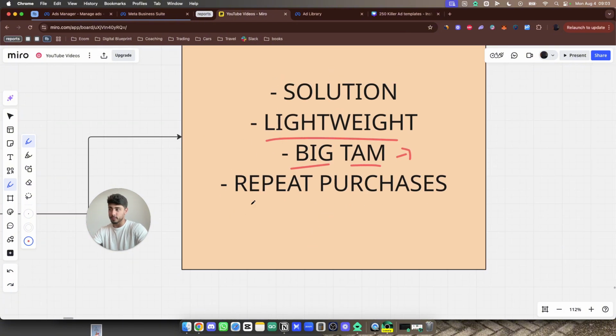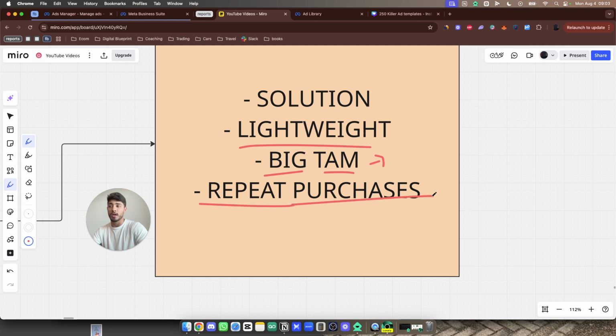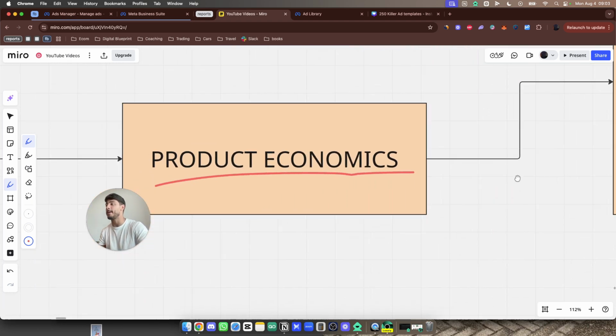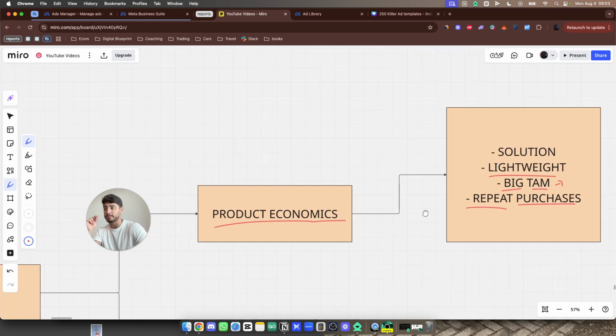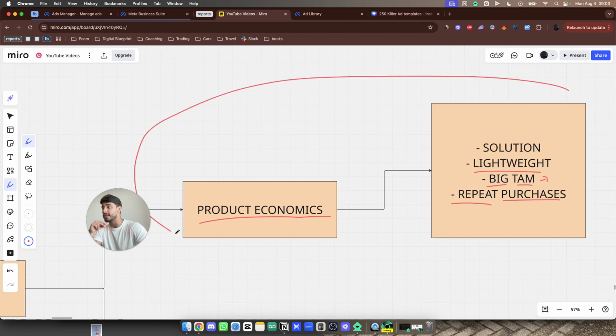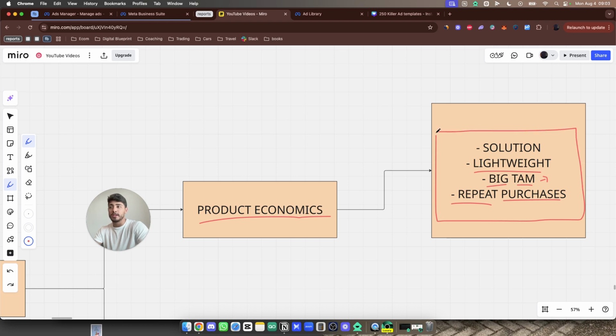And very importantly, which is the last one but the most important one in my opinion, along with the solution of course, is repeat purchases. If you can make sure you're going to have repeat purchases on a single product, you won't have to go out and acquire new customers all the time to make money. Now, that covers the product economics part. So when we're looking for a product, it needs to follow these rules, these economics, in order for our product to be good.